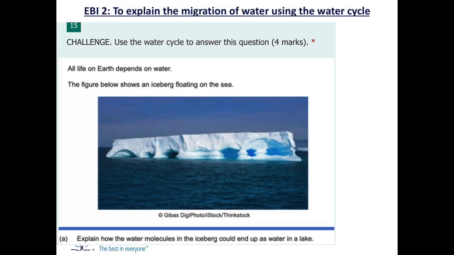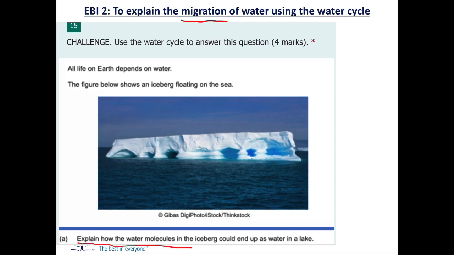Okay, so EBI 2 is to explain the migration of water using the water cycle. And what I mean by migration is the movement of water through the water cycle. And I know this is a challenge question. However, this is a very good question to practice to test your knowledge and your understanding of the water cycle. So it is a good question to practice on.